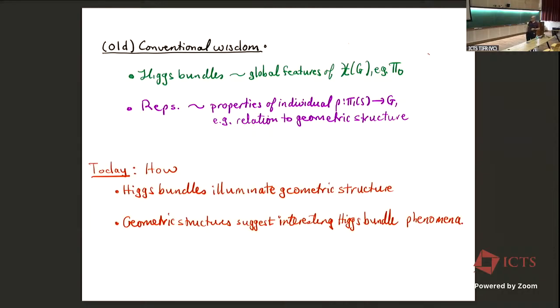But what I want to talk about today is how this conventional wisdom has broken down, and how the transfer of information goes more effectively in both directions. In particular, I want to tell you some things about how the Higgs bundle point of view gives you information about geometric structures, and also, in some sense, how these geometric structures suggest some interesting phenomena in the Higgs bundle moduli spaces.